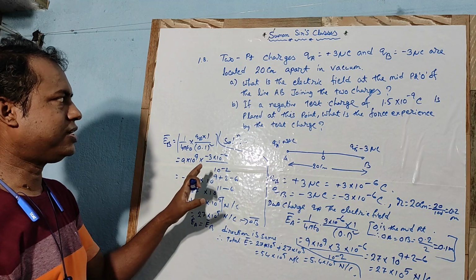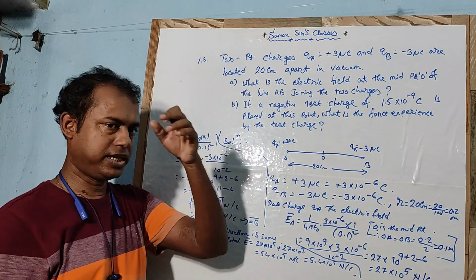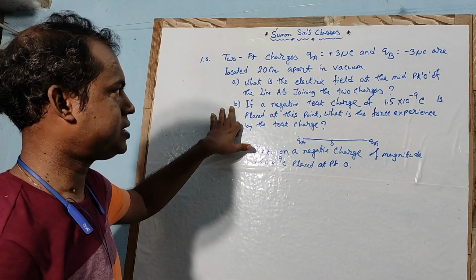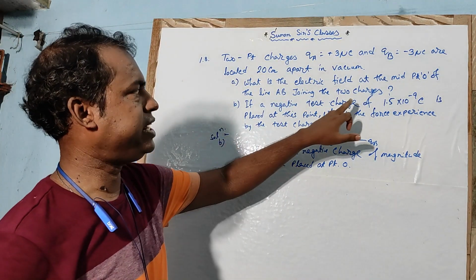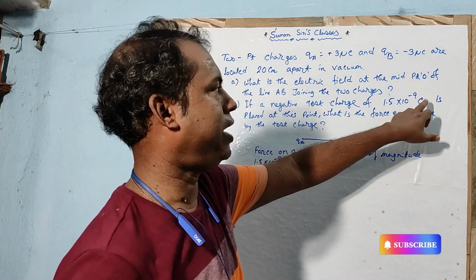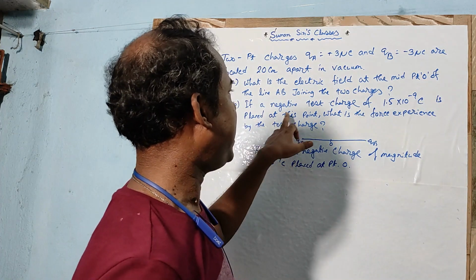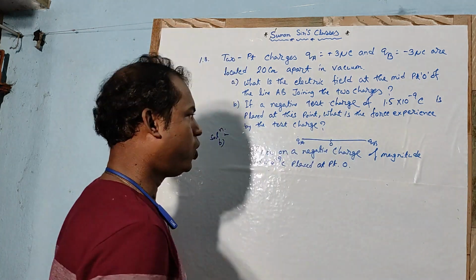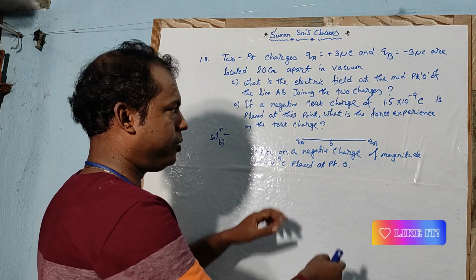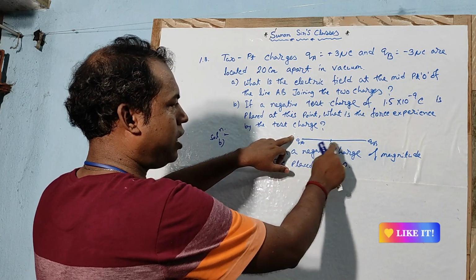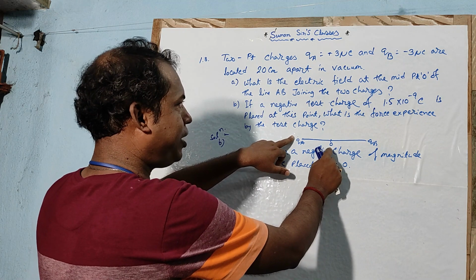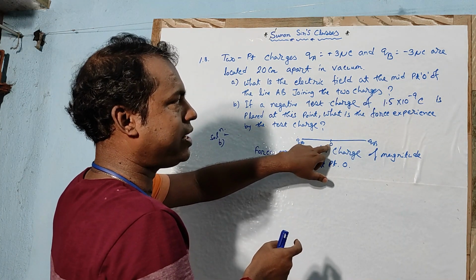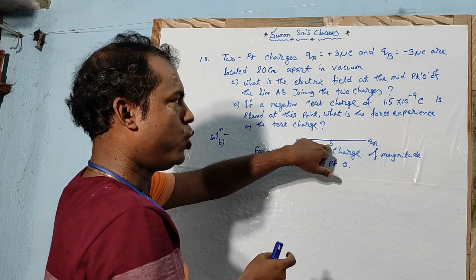So to complete the first one, we come to the next part, the next numerical. Okay, so the second part of the question, question number B. If a negative test charge of 1.5 into 10 to the power minus 9 Coulomb is placed at this point, what is the force experienced by the test charge? Here QA and QB, the same way, there is the total line, this is QA and this is QB. At the point O, we just placed a test charge. This one is 1.5 into 10 to the power minus 9 Coulomb. We want to find out.